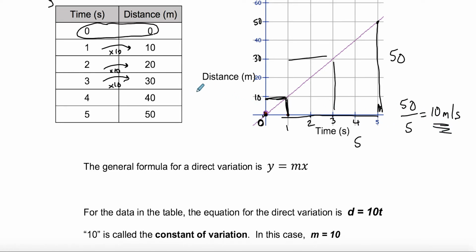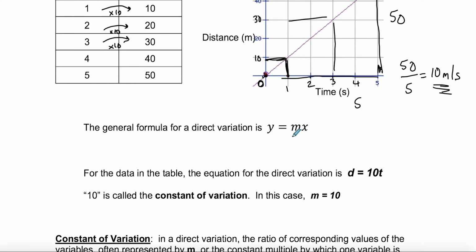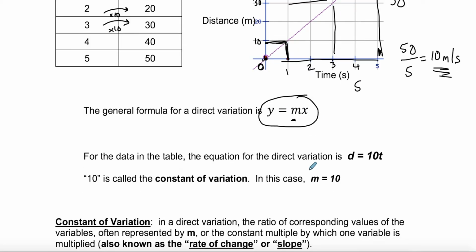So that 10 is showing up in the graph, and it shows up over here in the table. It's the number that you'll see in this formula. So this is going to be a really important formula for us. That m is where the number 10 would go in. So when I see this formula, it doesn't really matter what the variables are, but distance equals 10 times the time. That's what that is saying. y equals mx. This is where I put my rate or my constant of variation in.